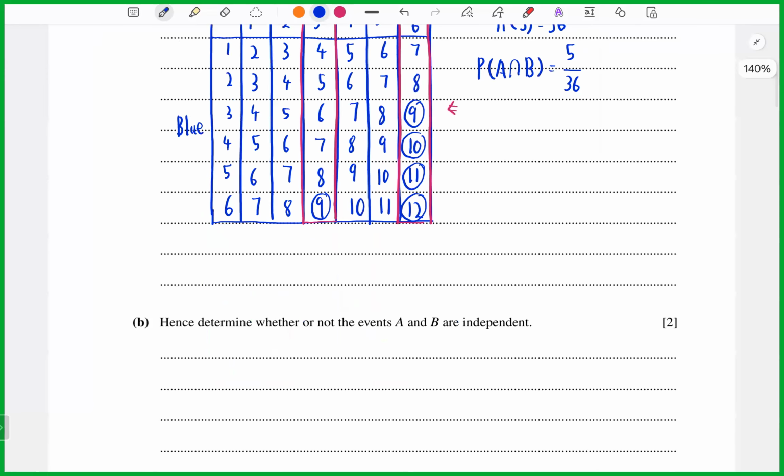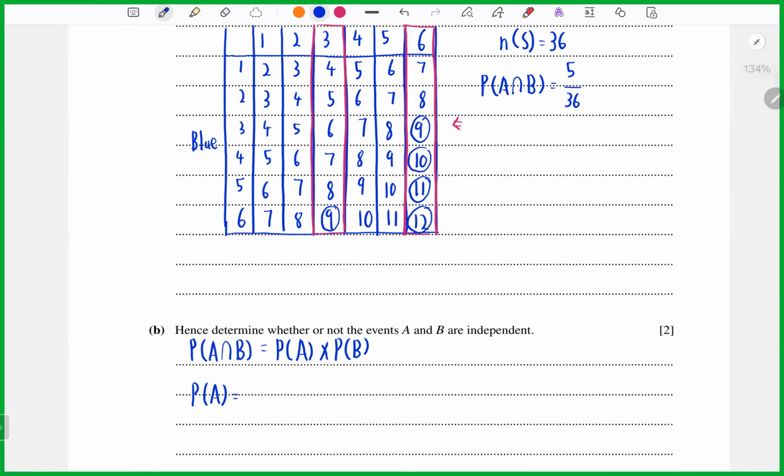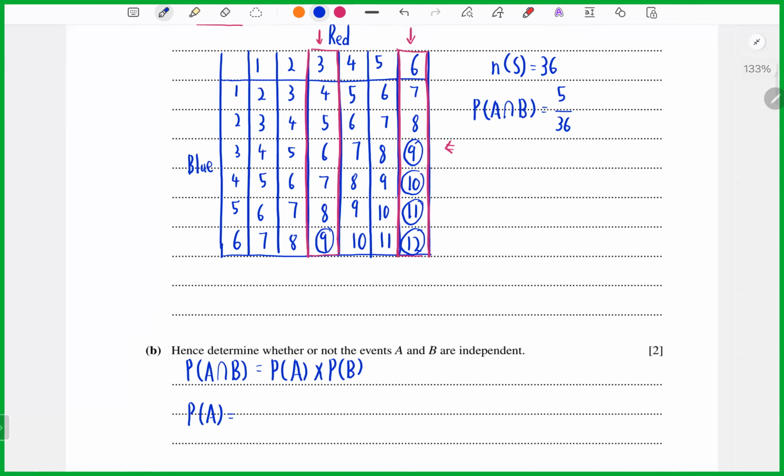Question B: Hence determine whether or not the events A and B are independent. So now we need to know whether these events are independent or not. We can apply the formulas here. Let's see the probability for event A. How many values will you get here?